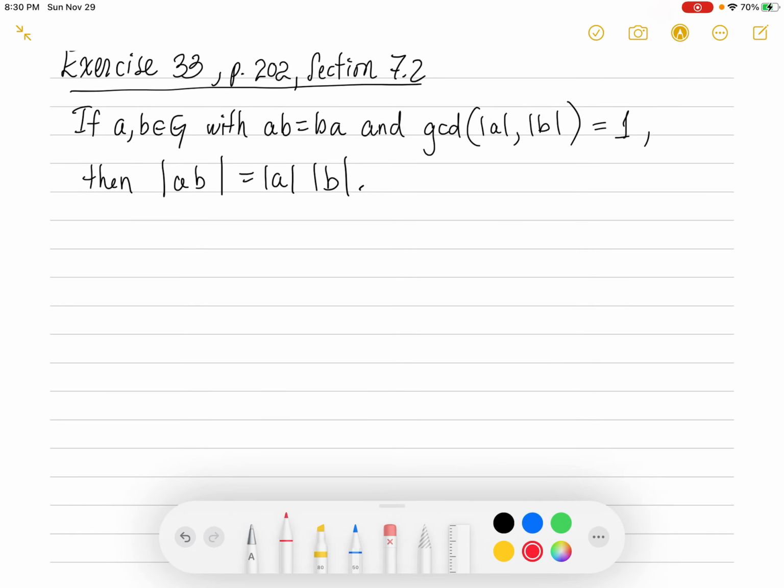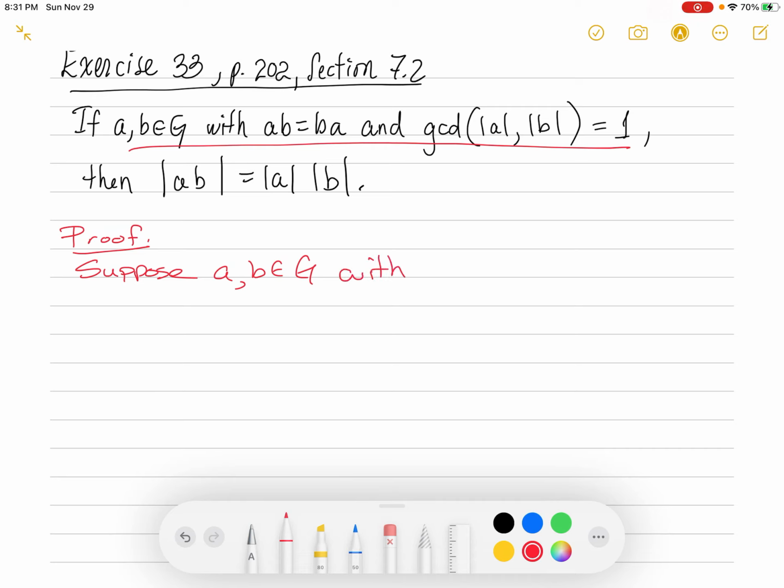Now, this is actually pretty tough to prove, so I'm going to go through it step by step. So, proof. Here we're going to assume all this. Suppose A and B are elements of a group G with A and B commuting, AB equals BA, and the greatest common divisor of the orders being 1. In other words, they're relatively prime. Their orders have no primes in common.